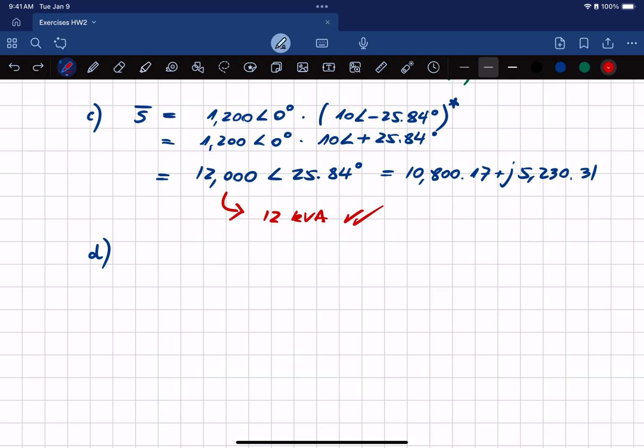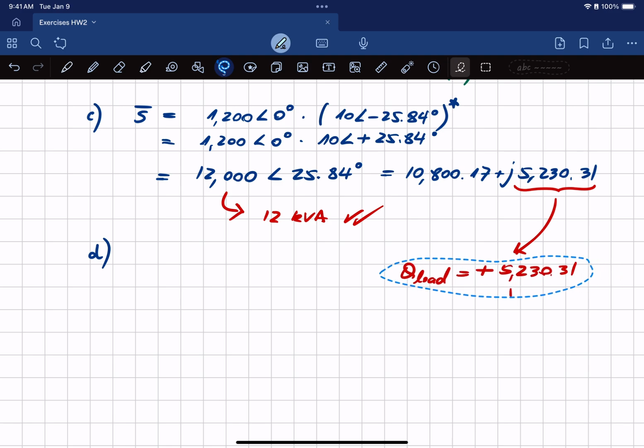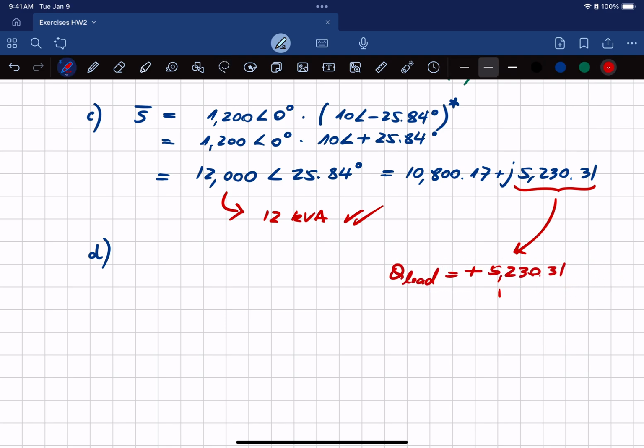Let's put it in red. This one is going to be Q load in this case, which is going to be, I'm purposely going to say plus 5,230.31 bars. I need more space here. Okay. And why did I put this positive sign?